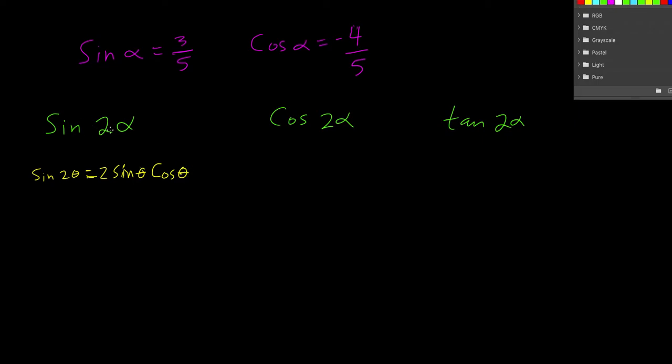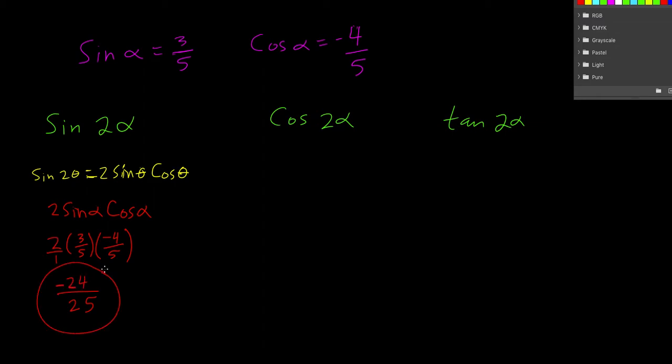And so for us, we're going to write 2 sine alpha cosine alpha. And since we know sine alpha and cosine alpha, we can just plug those in. Okay, think of 2 like 2 over 1, so the bottom becomes 25. Negative 12 times 2 is negative 24, and so that's what we get there.